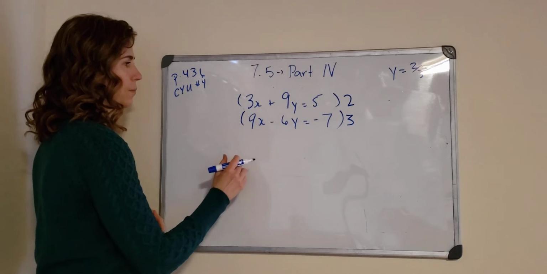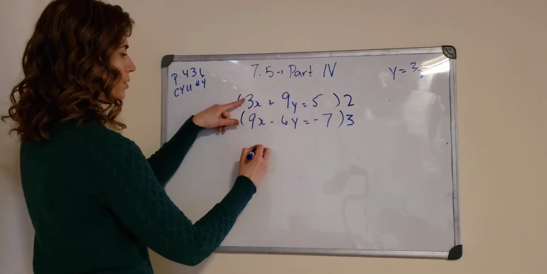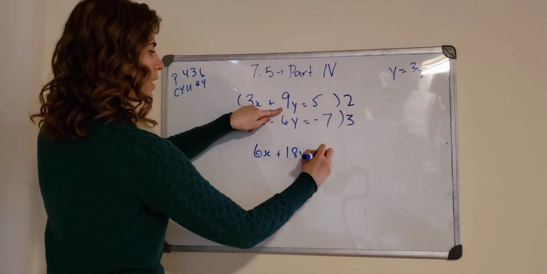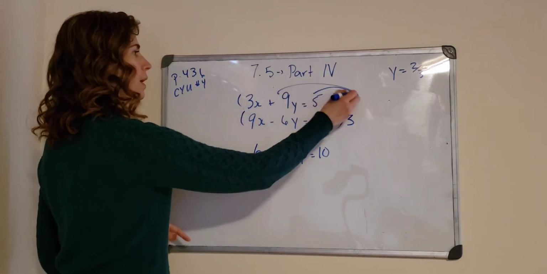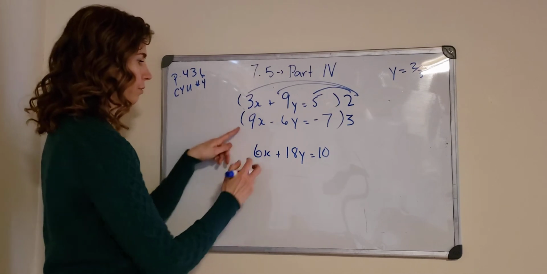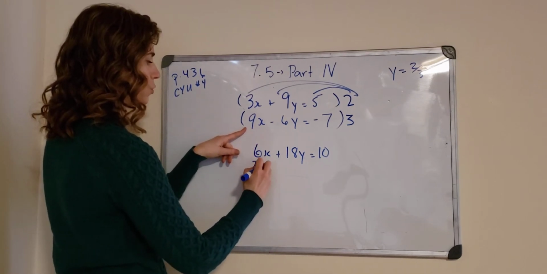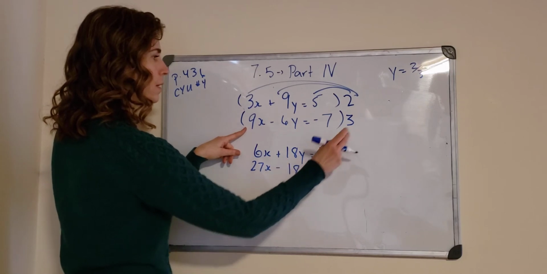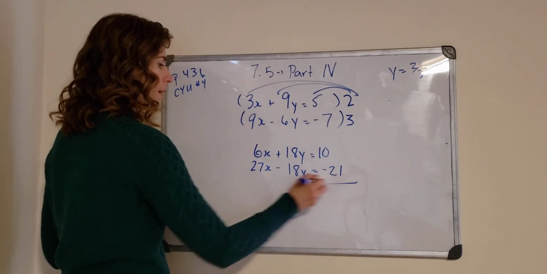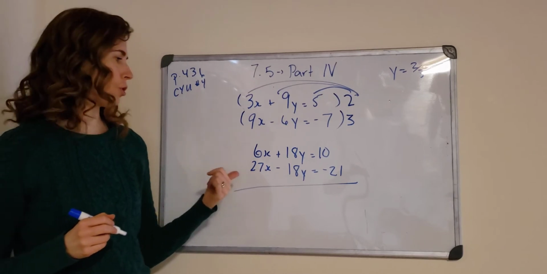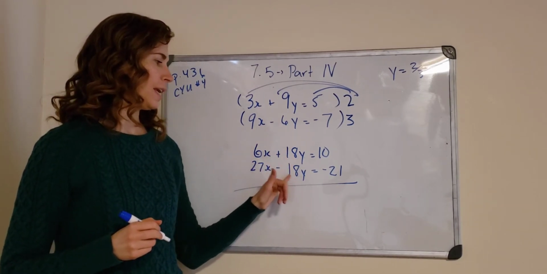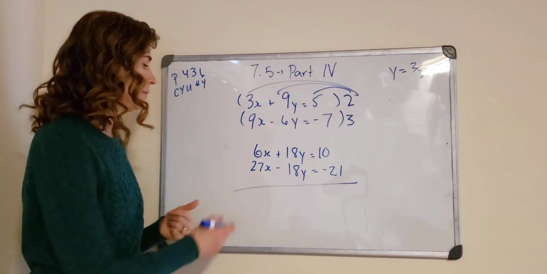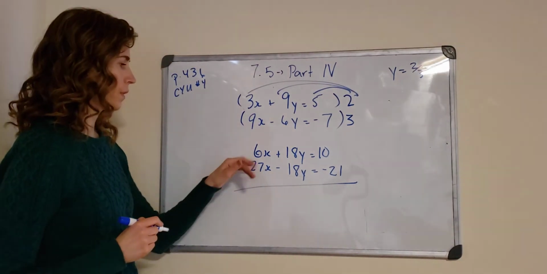I'm going to write these down below. So 2 times 3x is 6x, plus 18y equals 10. I multiplied the 2 by each term. Let's do the same with the 3. 3 times 9 is 27x. 3 times minus 6 is minus 18y, minus 21. I like this because it's given me another example where the terms are the same but with different signs. And so in this case, we would add. We're going to add these together, and you'll see why.